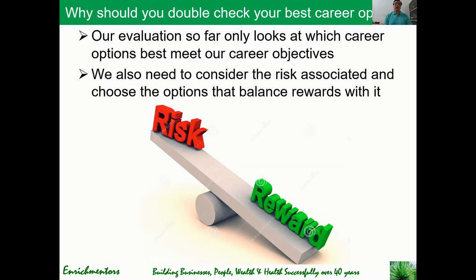So, if you see what we have done so far, we have looked at the options, evaluated them, and ranked them on which of them meet our career objectives in terms of musts, screened them, and then finally identified which is the topmost ranked option that meets our wants. So, we have identified the best option so far. But we have not considered the risk involved in choosing the best option. So we also need to consider the risk associated and choose the option that balances risk with the reward.